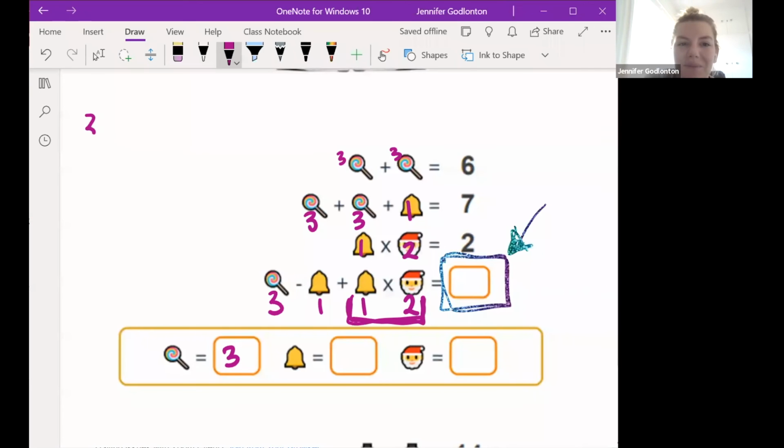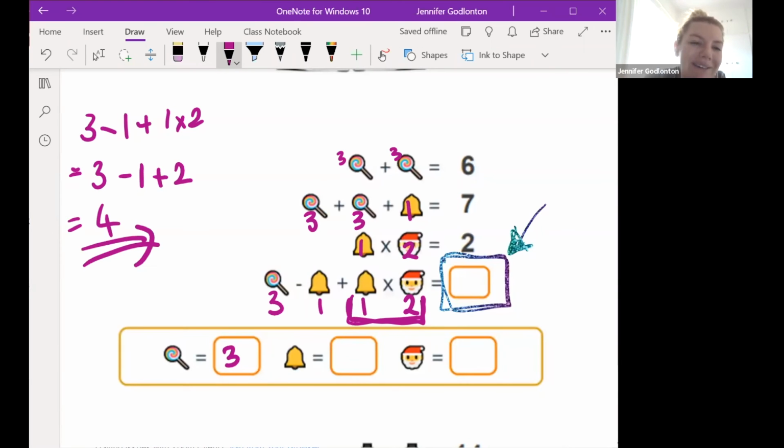So our question at the moment is 3 minus 1 plus 1 times 2. So that 1 times 2 has to happen first. We're going to have 3 minus 1 plus 2. 3 minus 1 is 2. 2 plus 2 is 4. Not 6. BODMAS, guys. BODMAS.